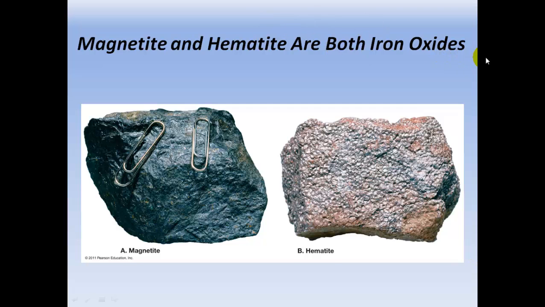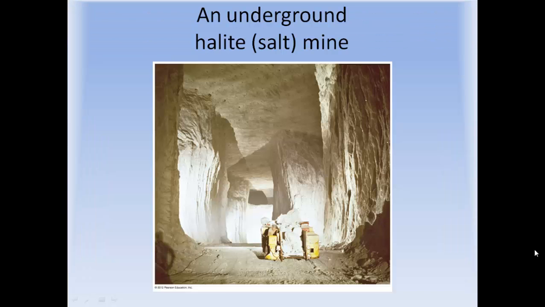Now, magnetite and hematite are both iron oxides, and yet hematite can be red, it can be black, it can be shiny, it can be dull, but if you took a streak of hematite, it would have a reddish-brown streak. Magnetite is typically black and will have a black streak. It's also magnetic. There's a picture of an underground halite mine, or salt mine.